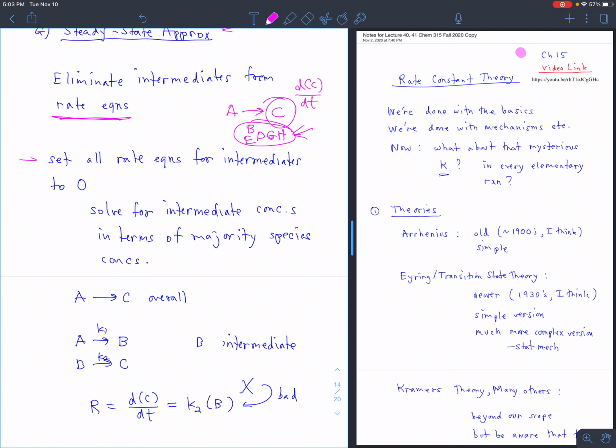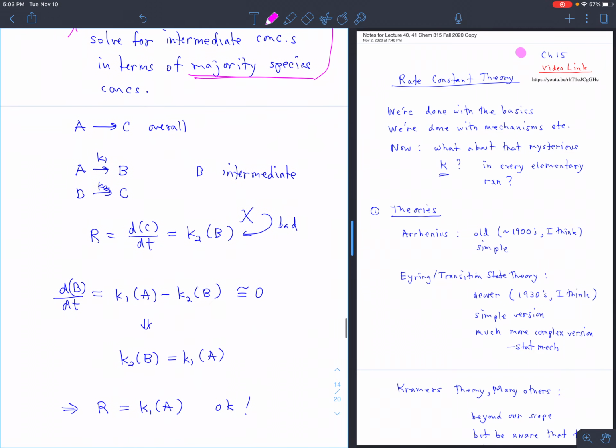The way you go about doing it is you write rate equations for all of the intermediates, and then set them all to 0. Having set them all to 0, you solve for the intermediate concentrations in terms of the non-intermediate concentrations, or the majority species concentrations, and then use those to replace the intermediates in the final rate law. So let's look at an example.